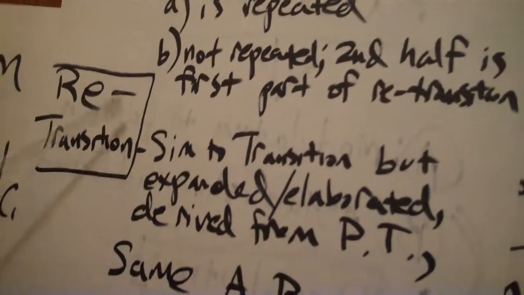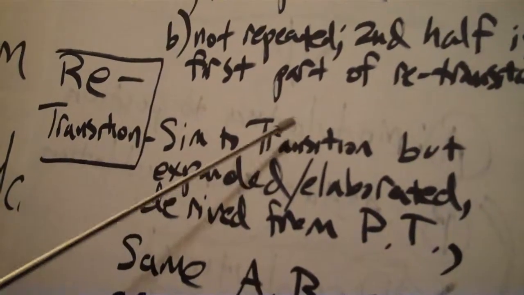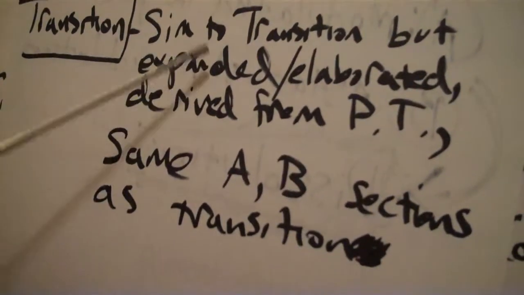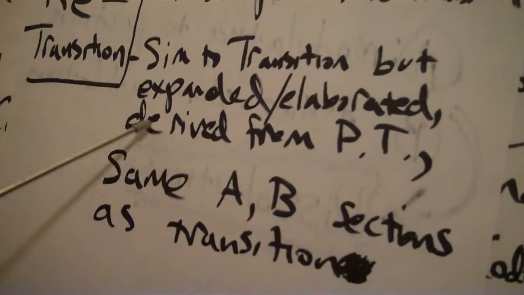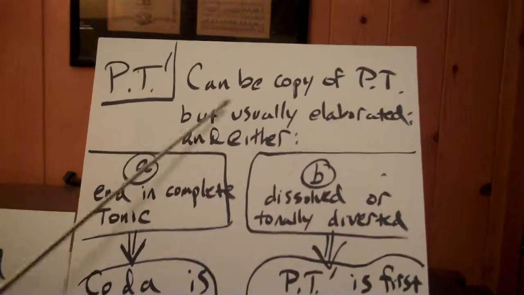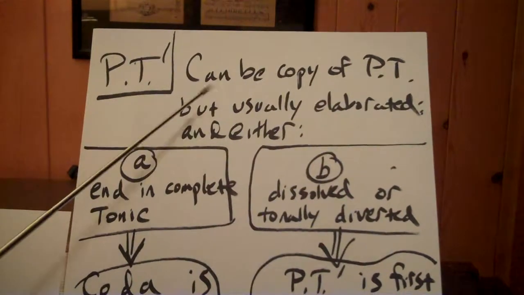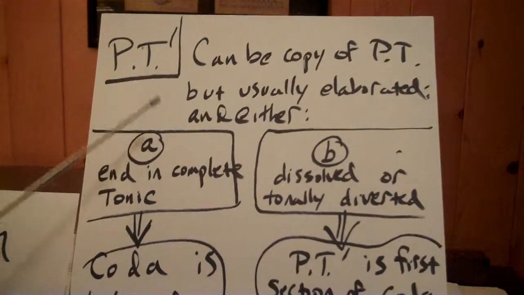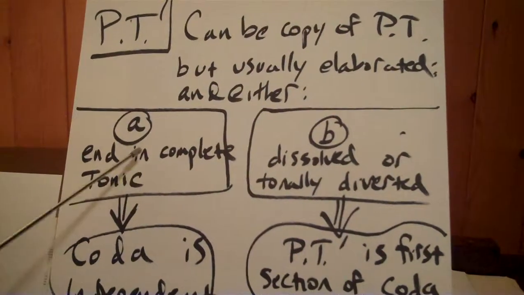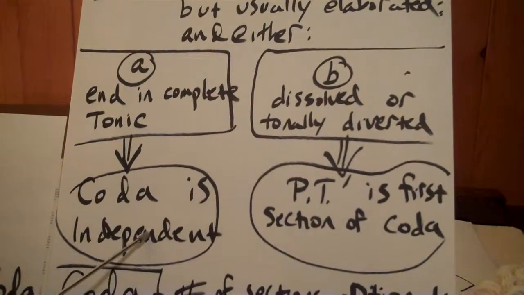Now the retransition is similar to the transition. It includes the same A and B sections, but it's usually expanded and it has more elements directly from the principal theme. Now the principal theme prime, it can be a direct copy of the principal theme, but it's usually elaborated, and is either A, ending in the tonic, in which case the coda is an independent section.